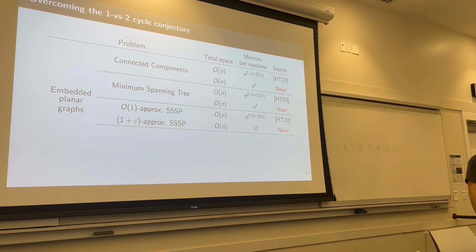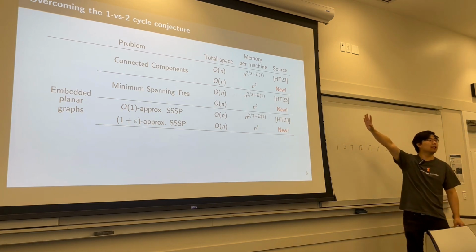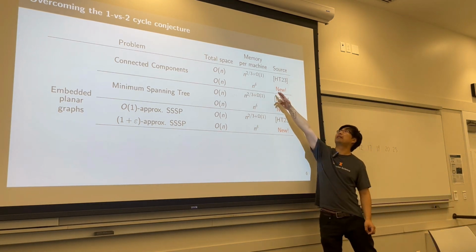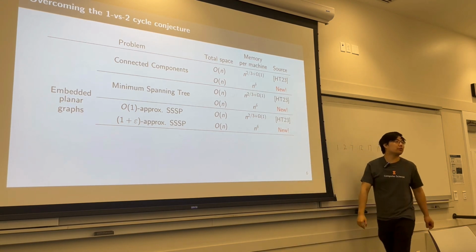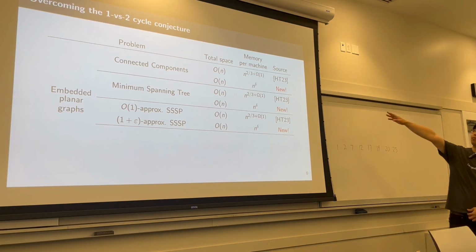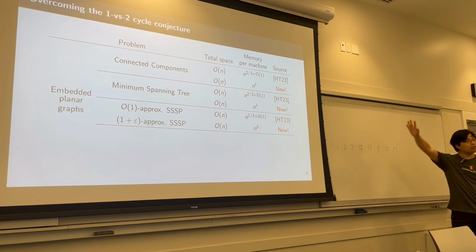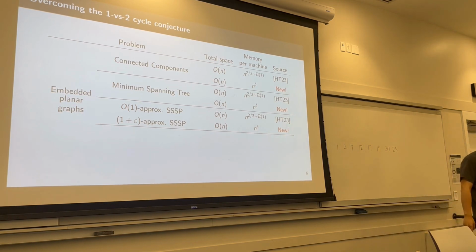I don't understand. The result is that they can do the MST in a constant number of rounds? Yeah, sorry. All of the results here are constant rounds. So everything is constant rounds, but they need at least n to the 2/3 memory per machine in their original paper. And we refine this and reduce it all the way down to n to the delta.